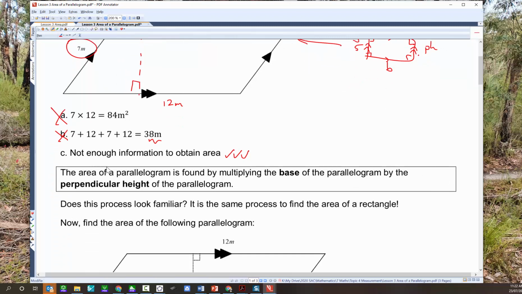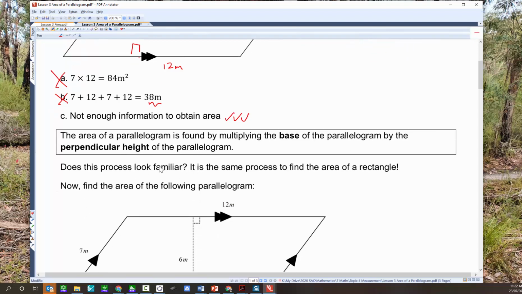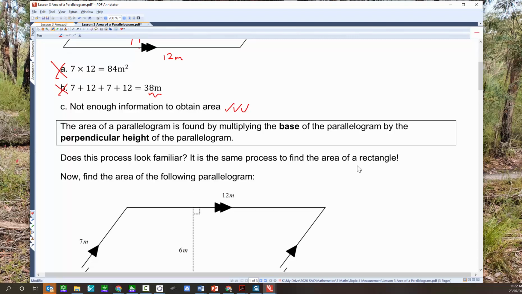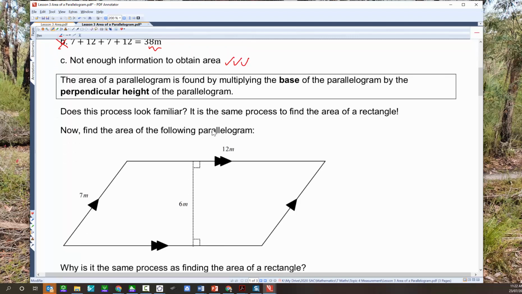So to conclude, the area of a parallelogram is found by multiplying the base of the parallelogram by the perpendicular height of the parallelogram. Does the process look familiar? Well, yeah, it's the same as the area of a rectangle. Now find the area of the following parallelogram. So this is the same parallelogram, but it's got a bit of extra information here. It's got a line here that says, if this is the base, 12 meters, then this is the height. Okay, so I'm going to go area equals 12 times 6, area equals 72 meters squared.